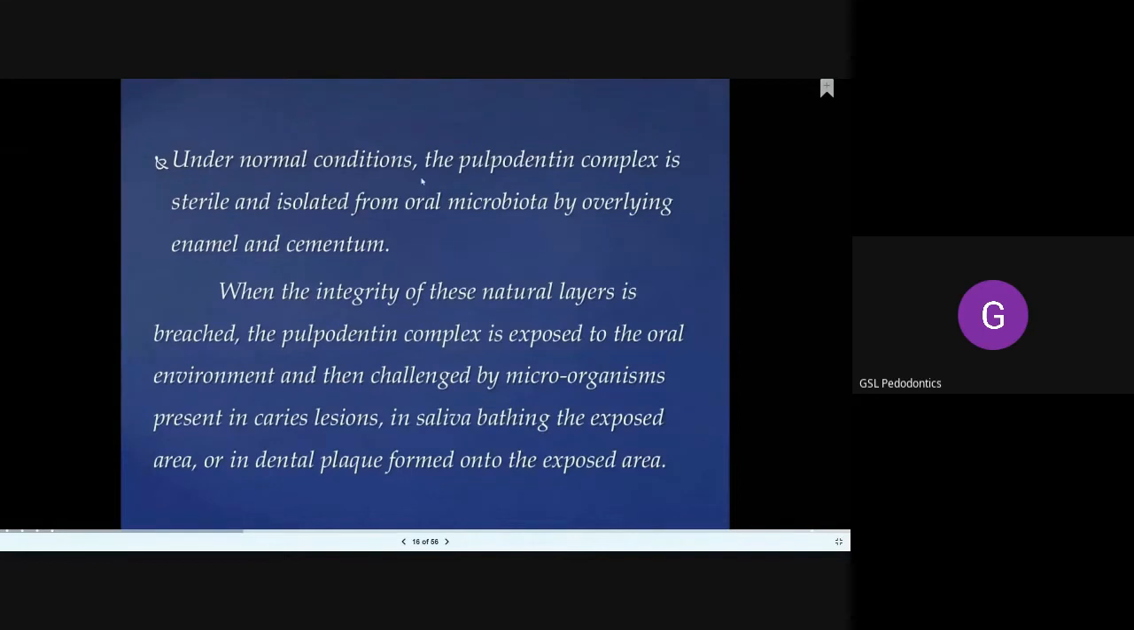oral bacteria, and then the microorganisms which are present in these caries lesions will be bathing the exposed area. As a result, plaque or calculus may form on the exposed area.